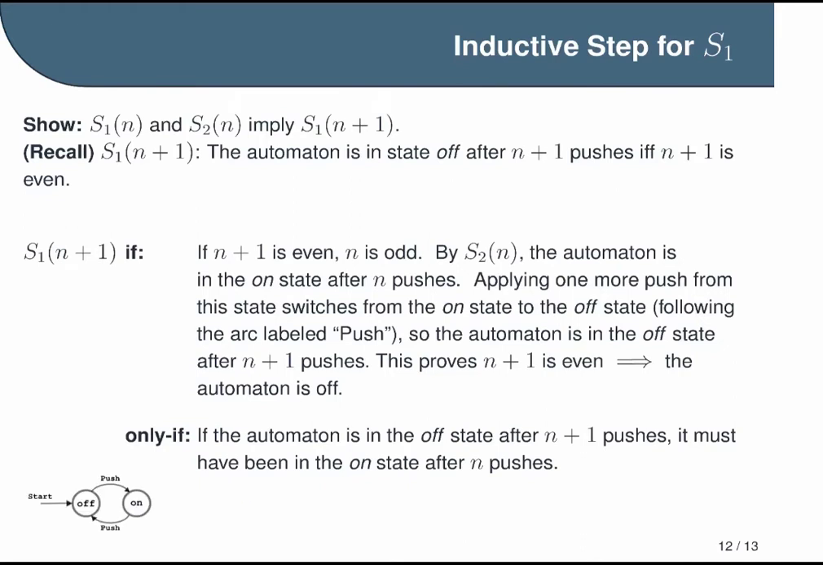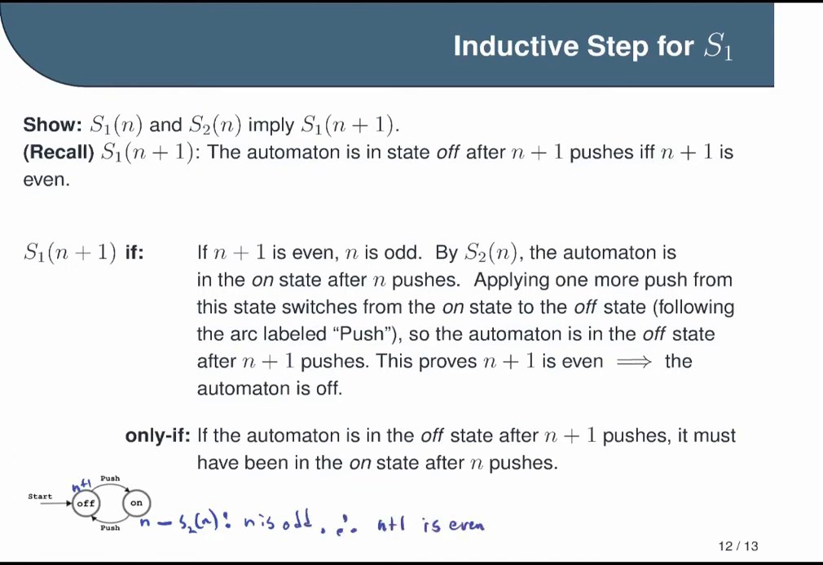We're starting with the assumption both that we're in the off state and that we've received n+1 pushes. And then we're working backwards to say, well, we must have been in the on state previously, and that must have been one push before. So we only had n pushes in the on state. Now, since we're talking about n pushes, we can again use our inductive hypothesis, and we can conclude that n must be odd. And so therefore, n+1 has to be even.